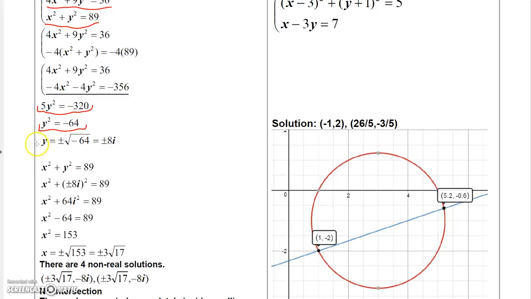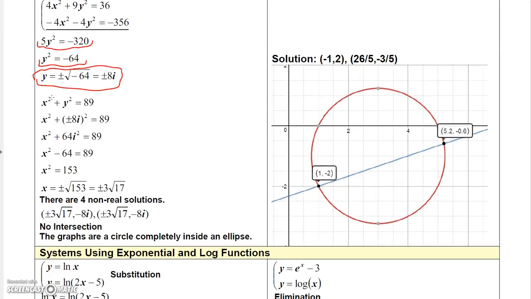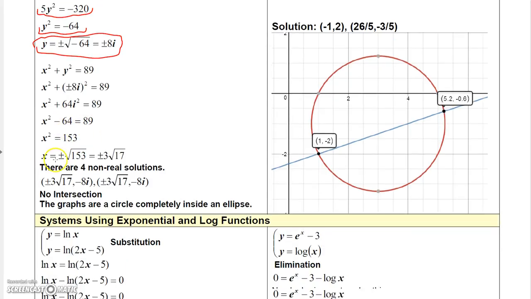And the square root of negative 64 is not real numbers. It's plus or minus 8i. Now we can go ahead and solve this. If we plug plus or minus 8i in here for y, we get x squared equals 64i squared equals 89. Well, i squared is -1, so that's going to be x squared minus 64 equals 89, so x squared equals 153. And then x would be plus or minus the square root of 153, which is plus or minus 3 square root of 17.